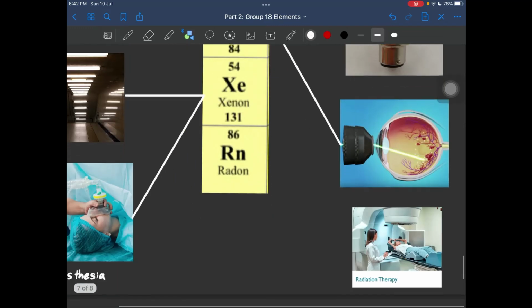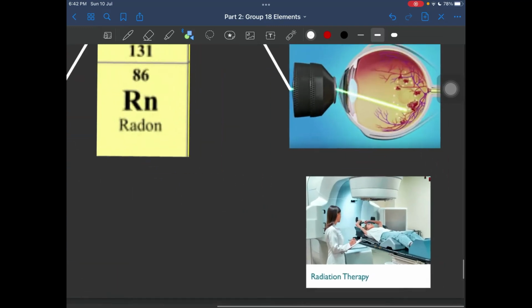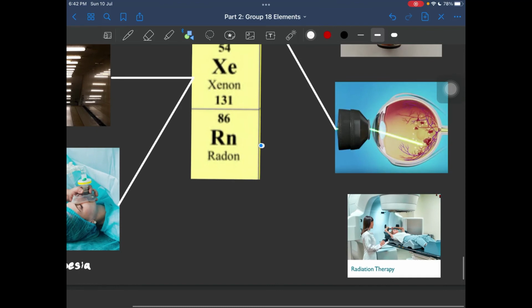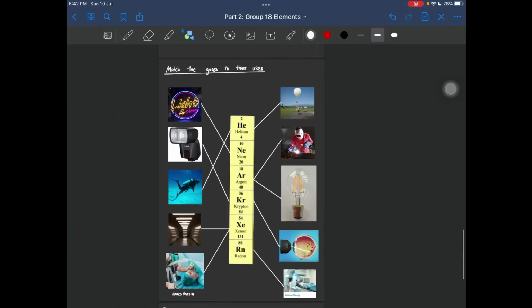Next, you have a photo of a radiotherapy, right? Radiotherapy for cancer treatment. So of course that would be using radon. Right, radon, radiotherapy, radiation, yeah. Okay.